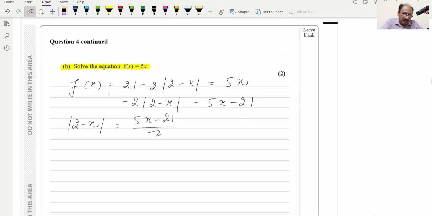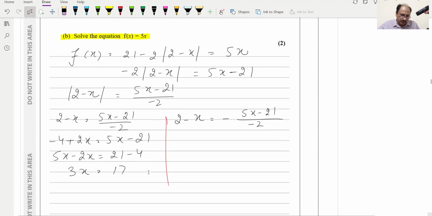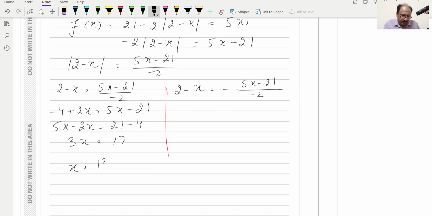And now we can write the two values. We can open the mod, and the two values we can solve separately. So 2 minus x is equal to, positive value will be 5x minus 21 over minus 2, and the negative value will be 2 minus x is equal to minus of 5x minus 21 over minus 2. So separately we can solve this. So minus 2 shifted to other side, it will result to minus 4, and plus 2x is equal to 5x minus 21. So adding like terms, 5x minus 2x is equal to 21 minus 4. So 3x will be equal to 17, so x is equal to 17 over 3.